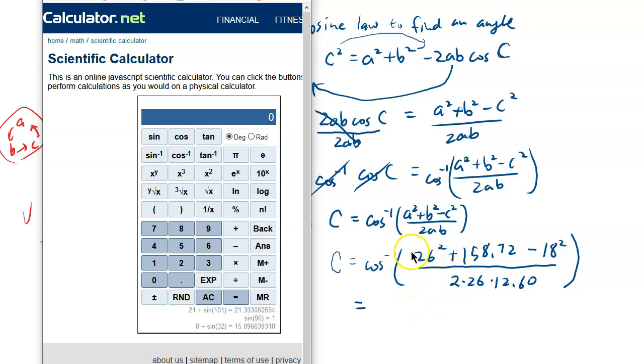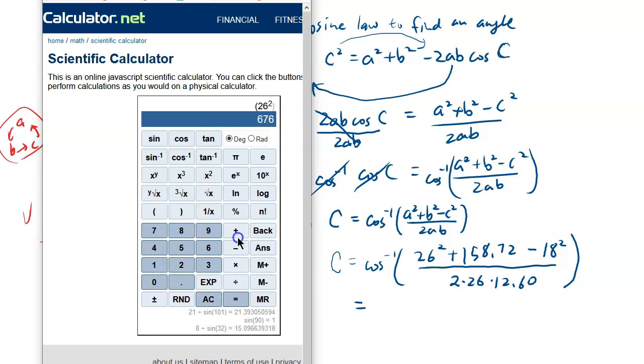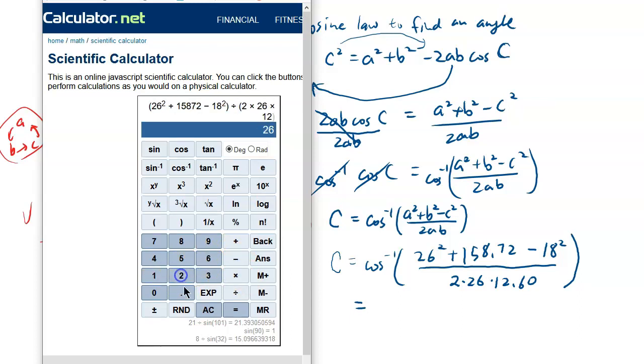When you have a fraction, you want to put parentheses on the entire top. So I'm going to start with the parentheses. 26 squared plus 15872 minus 18 squared, and that is divided by another parenthesis, 2 times 26 times 12.60. Okay, and that's equal to 24.76.